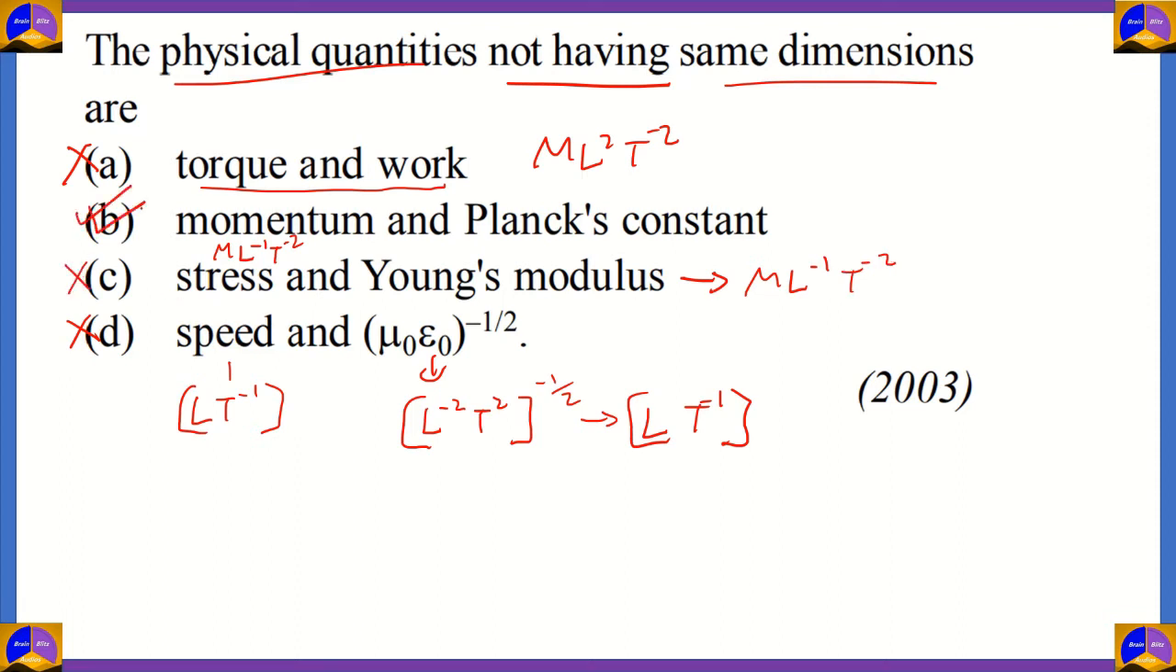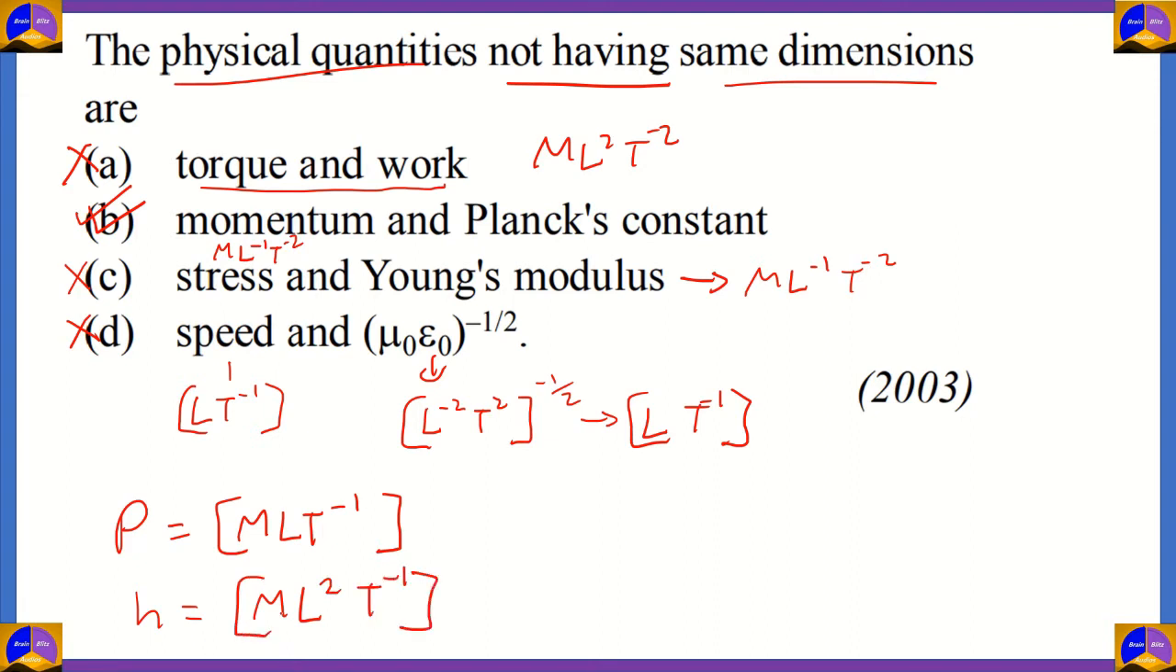The right answer is option B, momentum and Planck's constant. Now, to check it out, momentum is mass times velocity, so you have MLT raised to minus 1 as the dimensional formula for momentum. And for Planck's constant, h, you get ML squared T raised to minus 1. So this is the actual dimensional formula for Planck's constant. As you can see, momentum and Planck's constant do not have the same dimensions. So option B is the correct option.